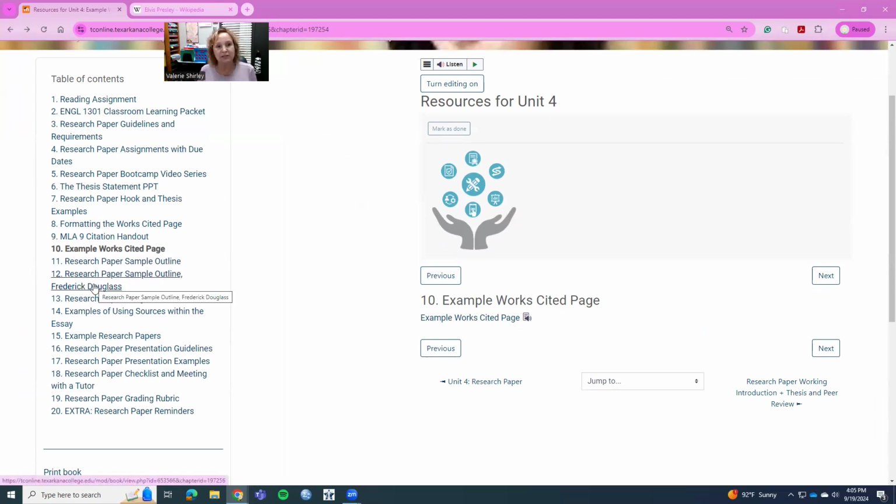Item number 12 is a student sample outline. They wrote about Frederick Douglass. That is a good outline. And item 11 comes right out of the classroom packet to show you basically what an outline looks like. I'm not nitpicky about my Roman numerals, my capital letters, my lowercase letters, but I do want to see that you have a plan for your paper.